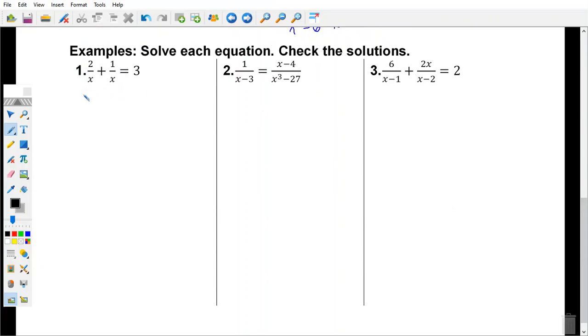If you would like, I would like for you to pause right now, and then you can try this one on your own and see how it goes. All right, you're back. So let's see what happens now.